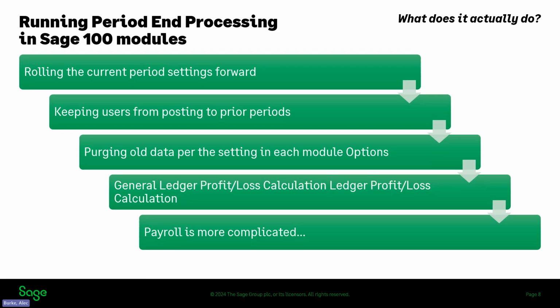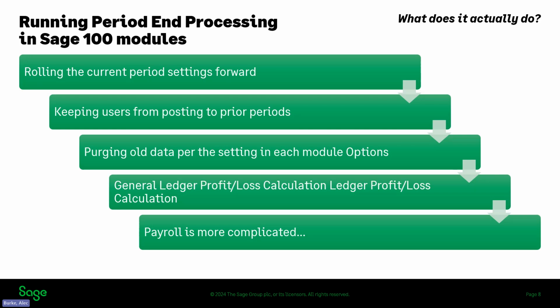And that'll bring us to our next slide here. It's running period end processing, and what does it actually do? So for the most part, the results of running period end processing are to shift the current period settings in the module options screen to the next period, keeping users from posting backdated entries. And that is not insignificant on its own. It's a really important way to reduce human error.